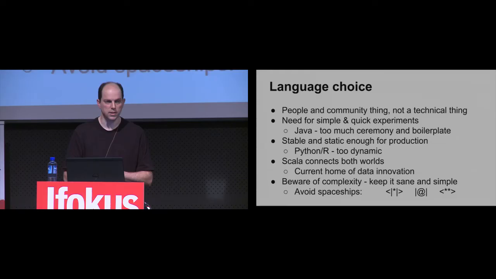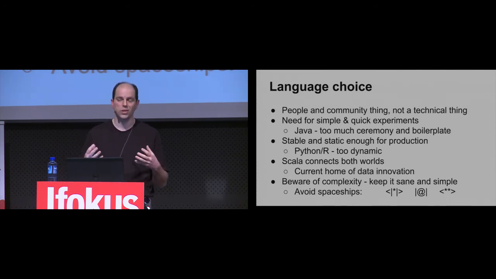And Scala is the only language that bridges between these two worlds. And I've had the joy to work with some very good data scientists that are fairly proficient in Scala. They're able to do a quick experiment, and rather than rewriting all of the code, we could just take the code, solidify it a bit, add more testing, and put it in production. That's a really efficient path. And for these reasons, Scala is the home of all the innovation in big data today, essentially.